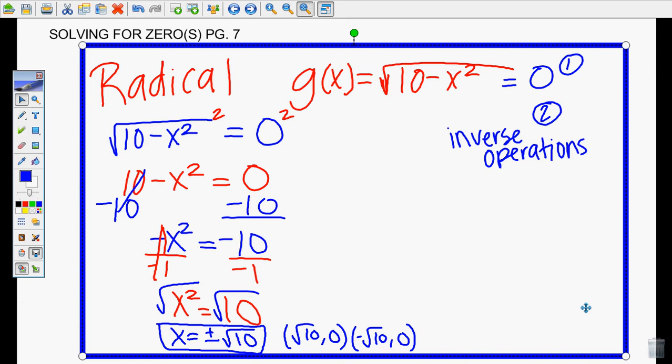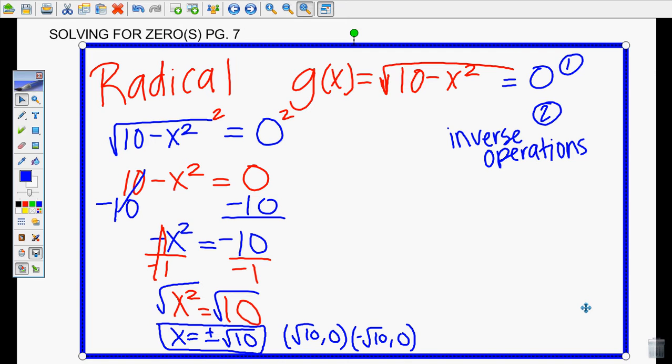All right. So what are your questions about radicals? Okay. So step 1 is to do what? Set it equal to 0. And then step 2 is to do what? Inverse operation. So if I'm adding, then I have to subtract. If I'm dividing, I have to multiply. If I take the square root of it, I have to square. Do you understand inverse operation?